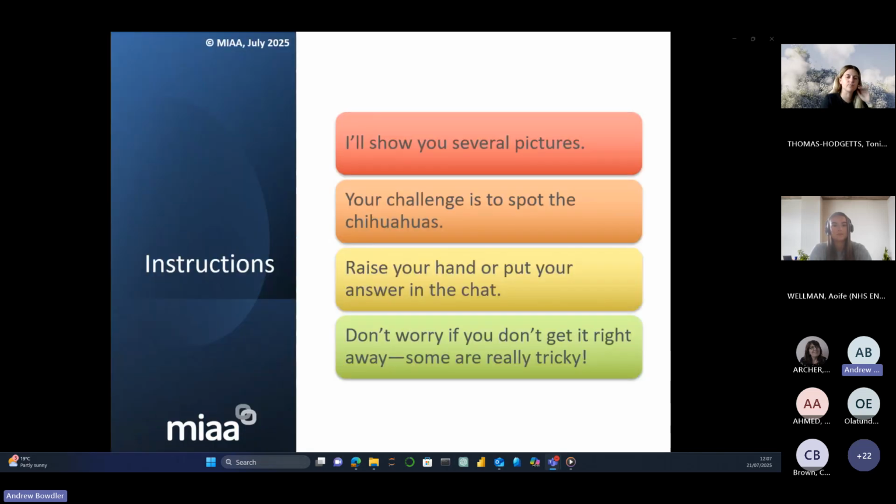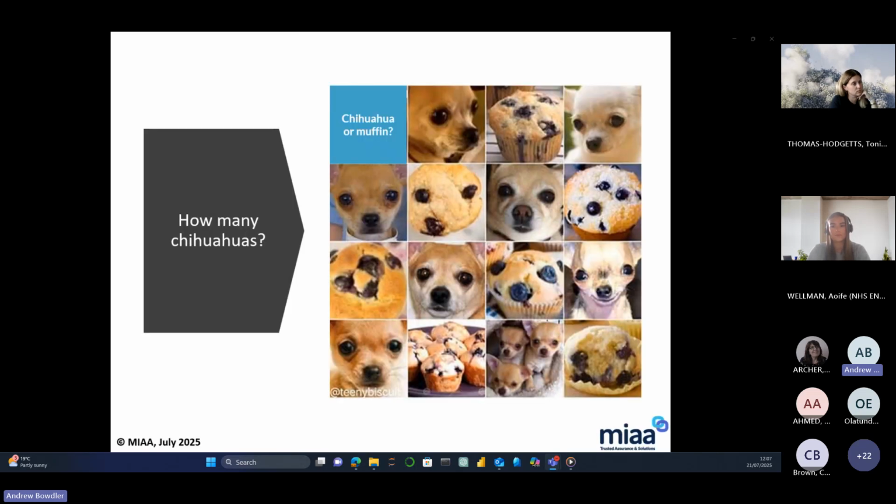I'm going to show you an image, and your job is to count how many chihuahuas you see. Sounds easy, right? Well, the trick is there are muffins in the image too, and some of them look quite similar to the chihuahuas. Think of this like a model used for identifying things in data. Just like a computer learns to spot patterns, today you'll be the one spotting chihuahuas in this picture. Take a close look, and when you've got your number, raise your hand or type it in the chat. How many chihuahuas do you see?